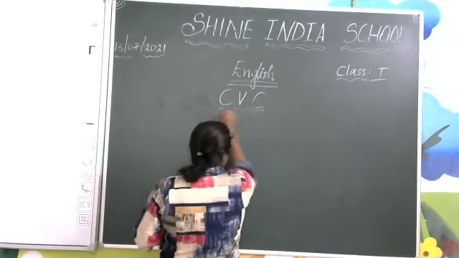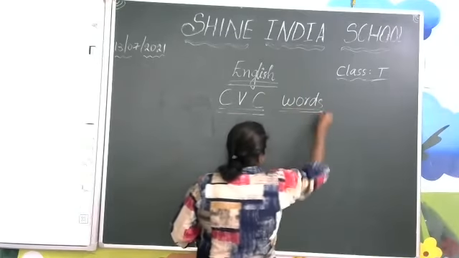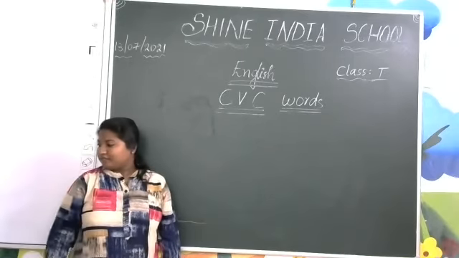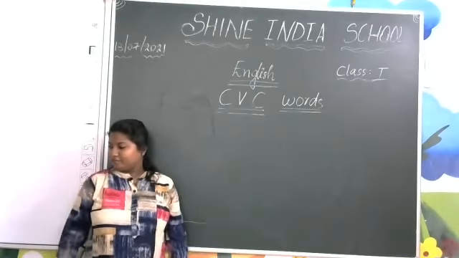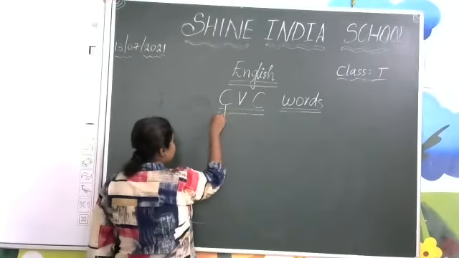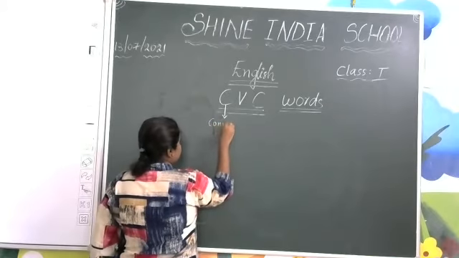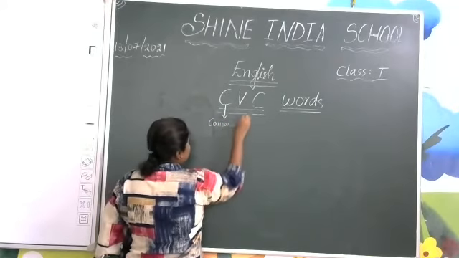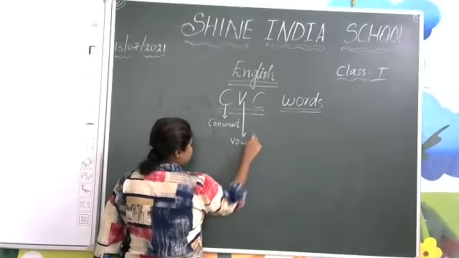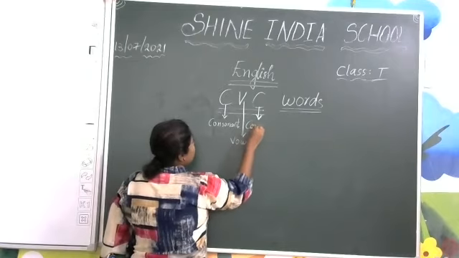CBC words. CBC words once again. Okay. C. What is C? Consonant. What is B? Vowel. What is C again? Consonant.